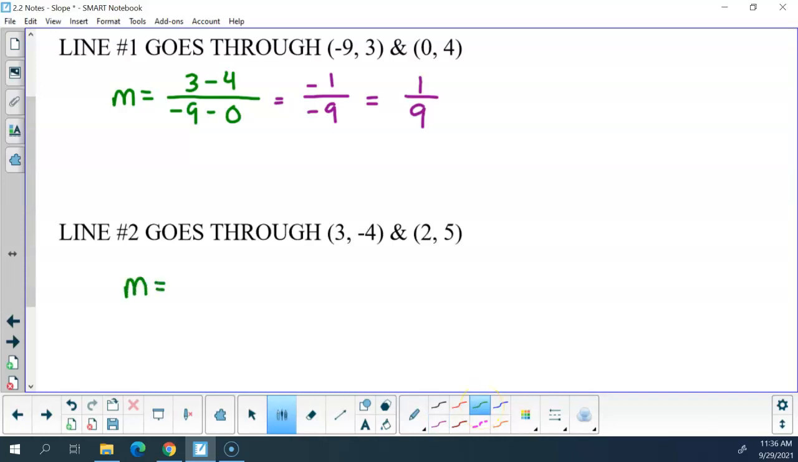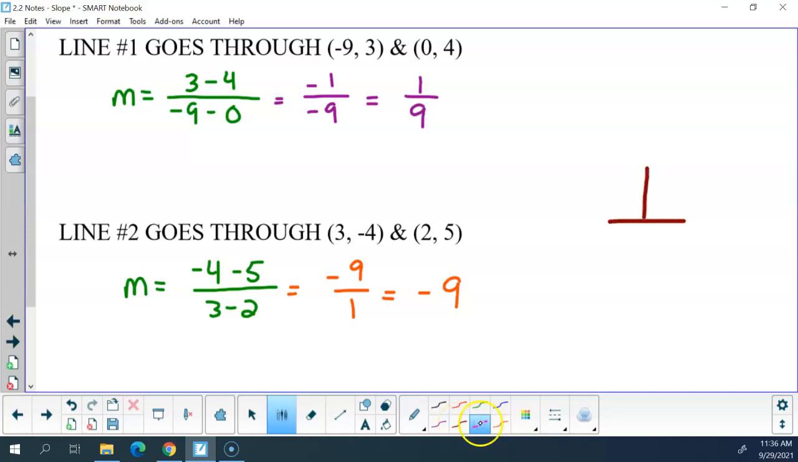Slope of my second one: negative 4 minus 5, all over 3 minus 2. That's going to be negative 9 over 1, which is negative 9. Yes? Are they the same? No, they are not the same. Are they opposite reciprocals? Yes, they are. So therefore, these lines are perpendicular.